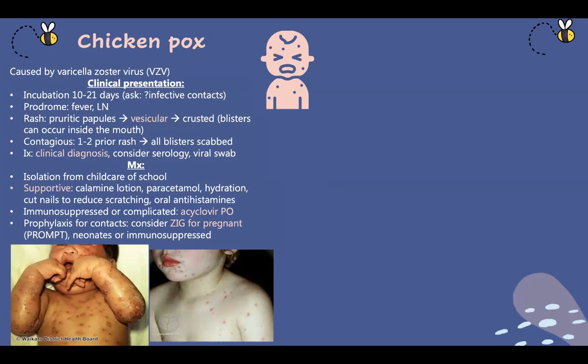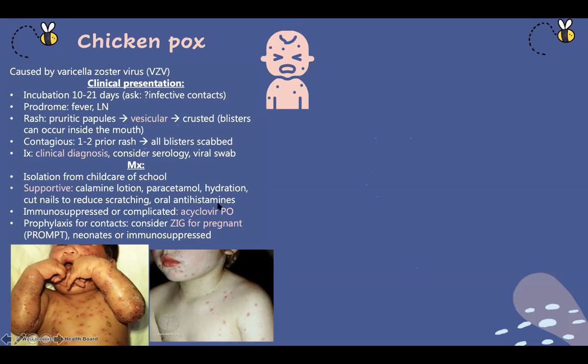Oh, good. Okay, so the thing with this one is a 10 to 21 day incubation period. You start off with really itchy papules that then turn into vesicles, which are just fluid-filled lesions that then become crusted. With this one, obviously again a clinical diagnosis, but it's contagious during that time until all blisters have scabbed over.